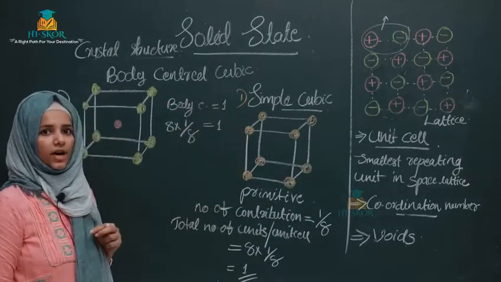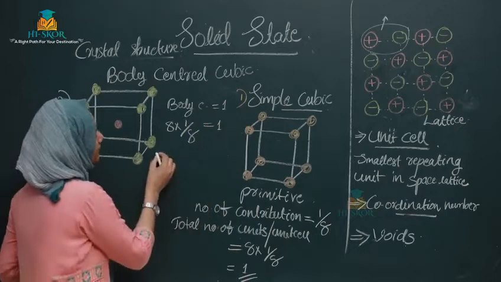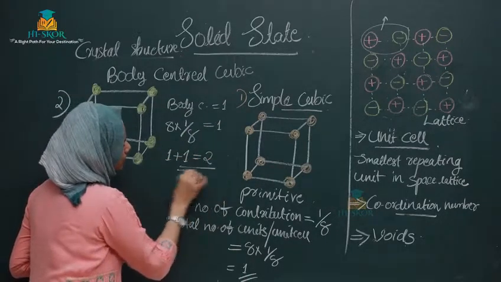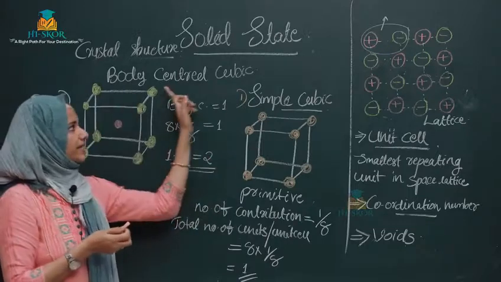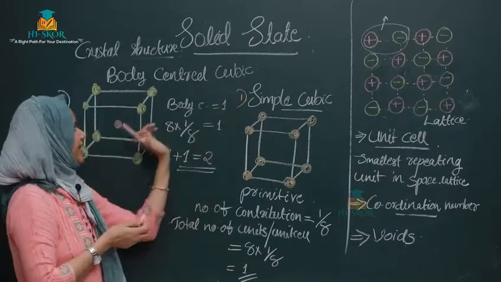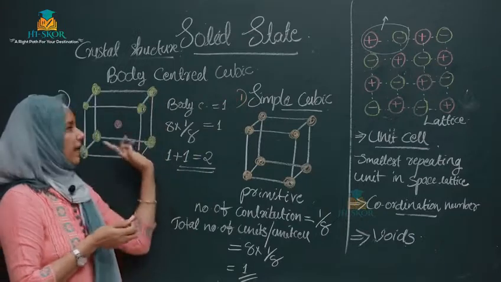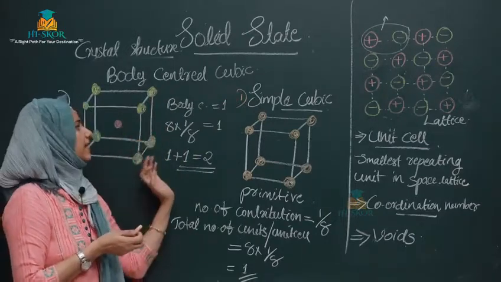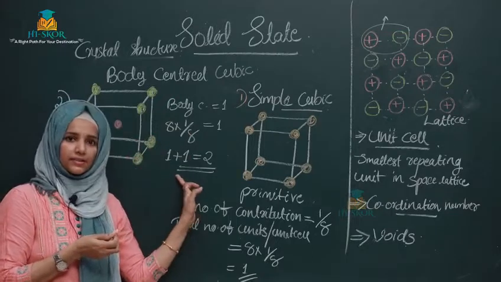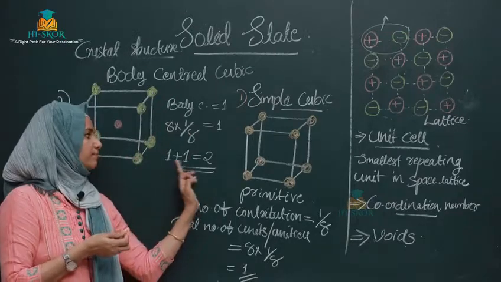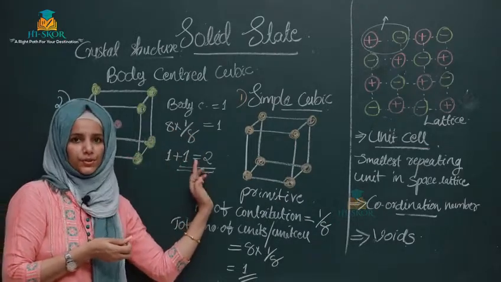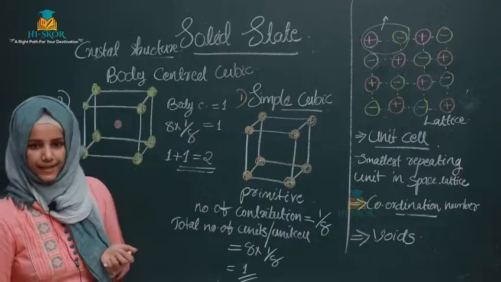So what is the total number of particles per unit cell? That is 1 plus 1 is equal to 2. So the second type is body centered cubic. In addition to the corners, a particle is present at the body center also. So here the total number of particles per unit cell is equal to 1 plus 8 into 1 by 8, that is equal to 1 plus 1, equal to 2. This is the second type.